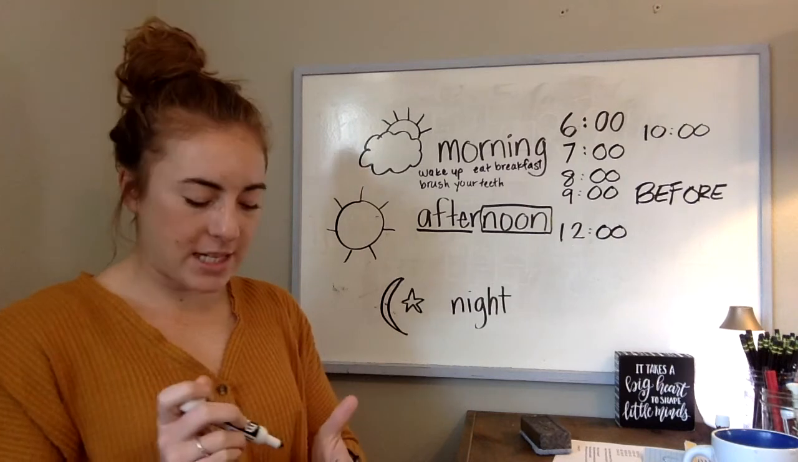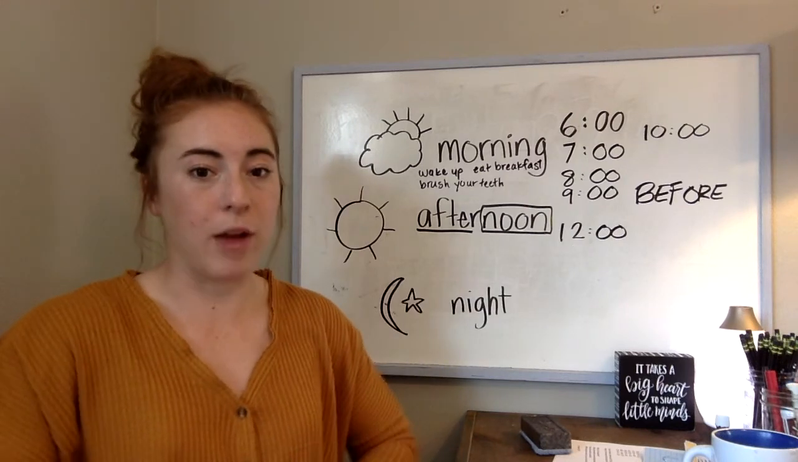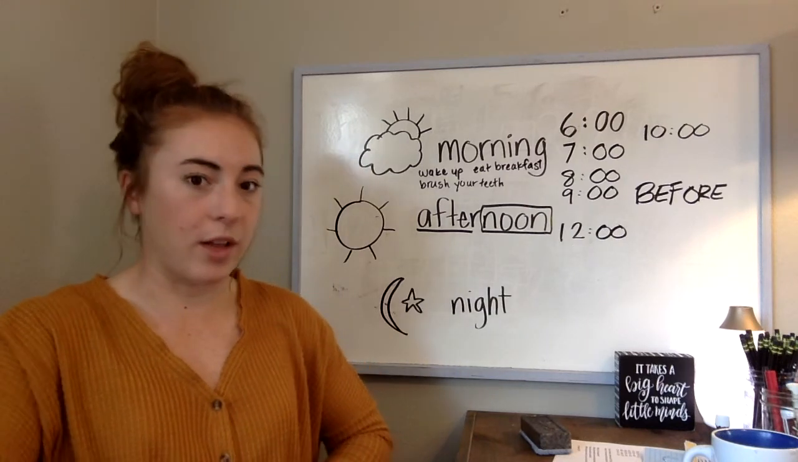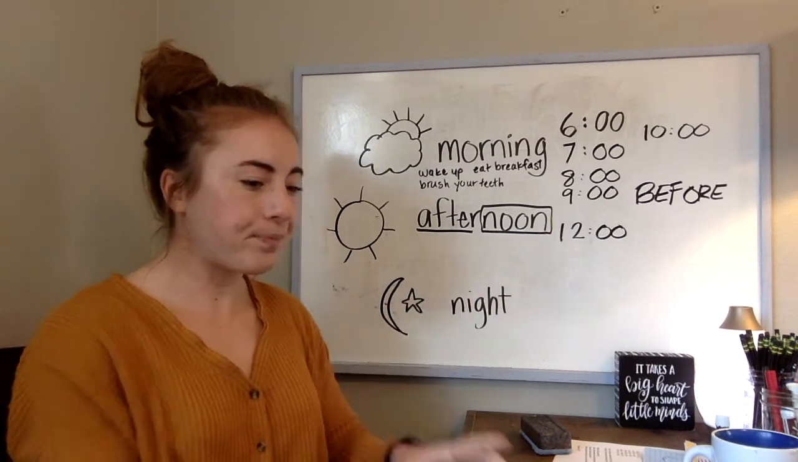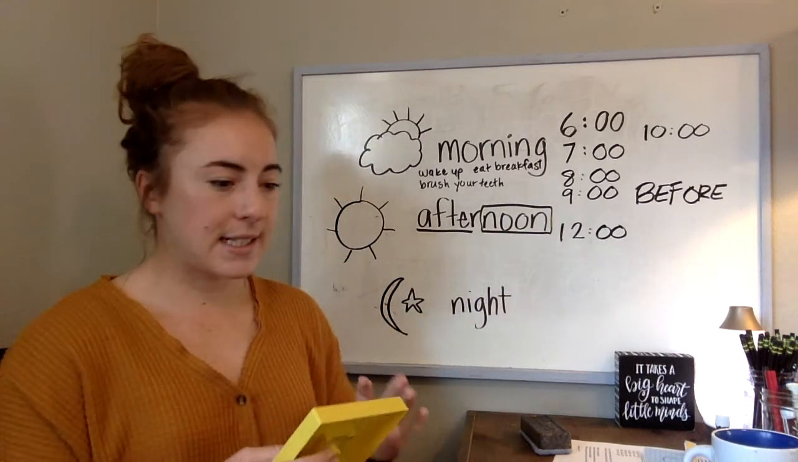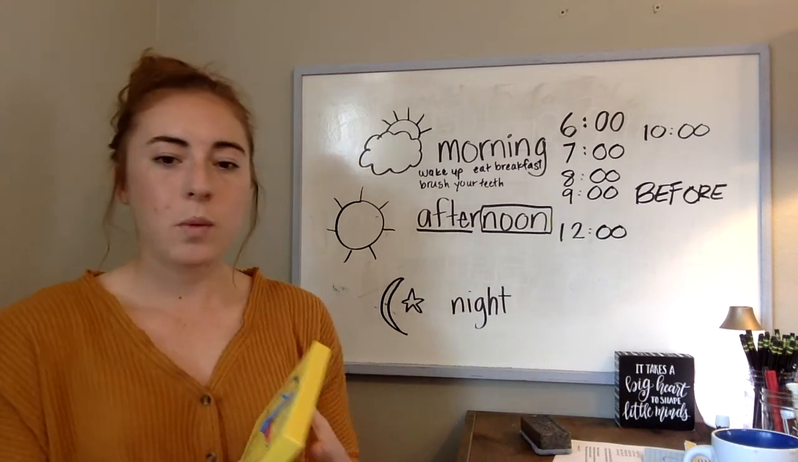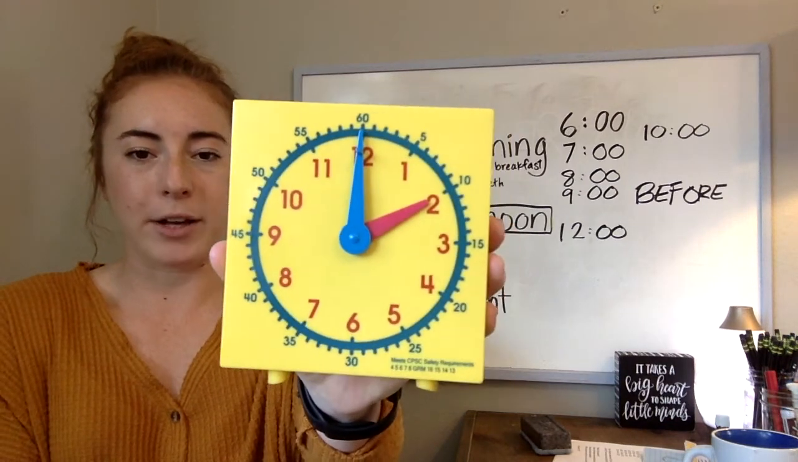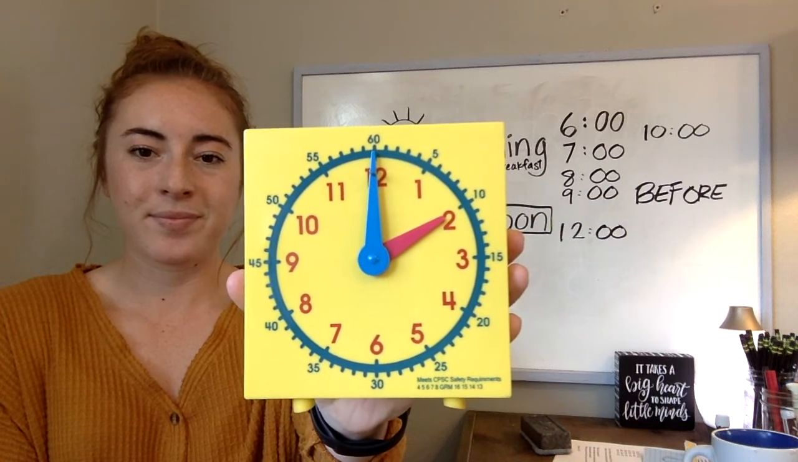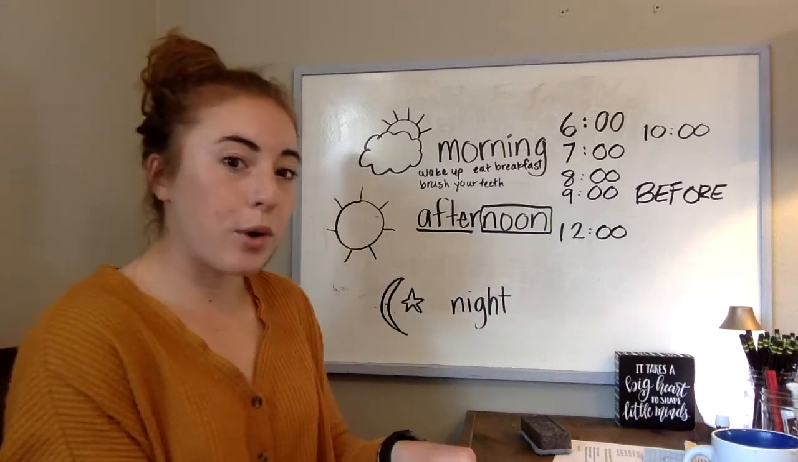So now I want to tell you the story about what Mrs. Brown does after 12 o'clock or in the afternoon. This is when Mrs. Brown goes to buy her groceries. What time does Mrs. Brown buy her groceries? You're right, 2 o'clock.